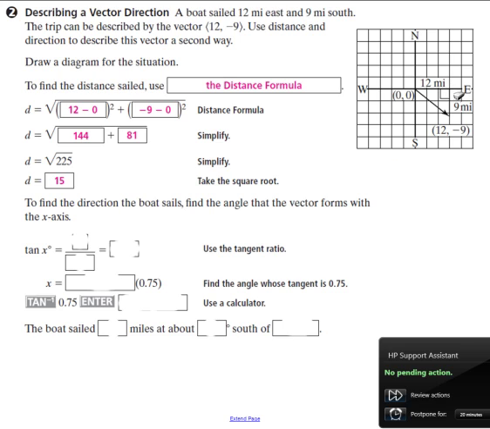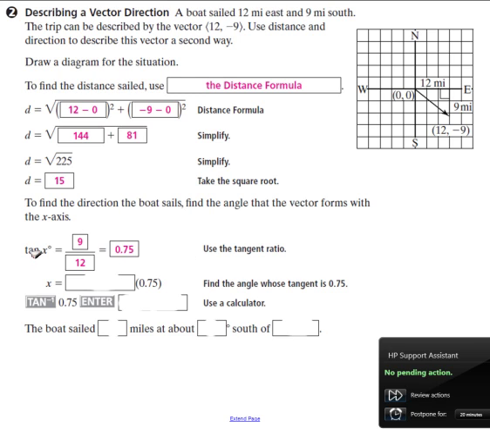So if we set this up, we have 9 and 12, which are opposite and adjacent sides. The trig function with opposite and adjacent is tan, right? Tangent, SOHCAHTOA. TOA is opposite over adjacent. So opposite is 9, adjacent is 12. In this case, we get 0.75.